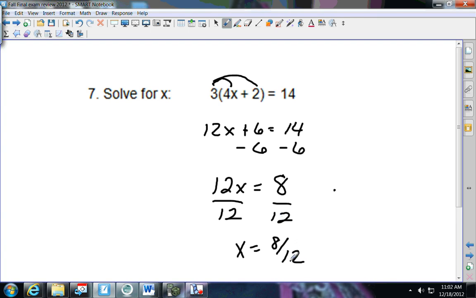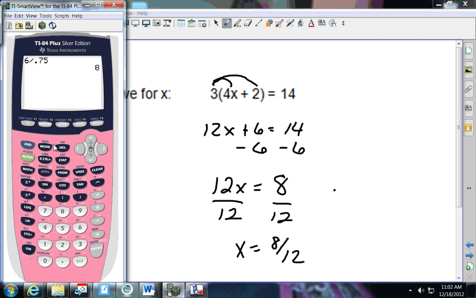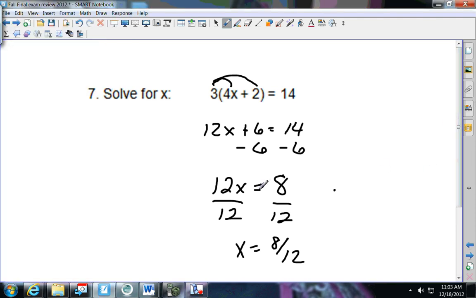To remind you how to do it in the calculator, take 8 divided by 12, press math right here underneath the alpha, math, enter. It'll reduce it to 2/3, which makes sense because 4 goes into both of those. So this becomes 2/3.